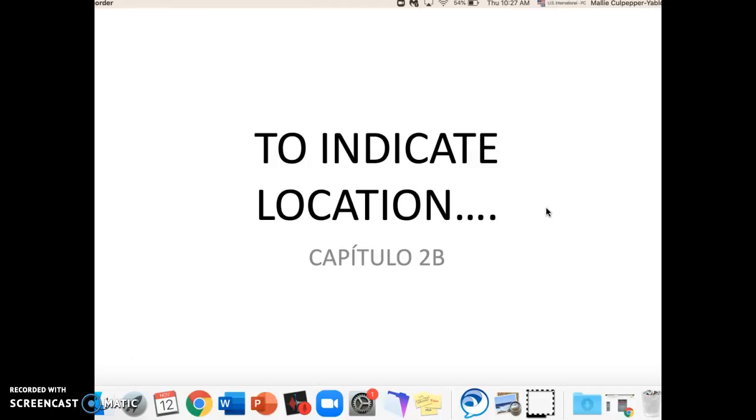As we learned yesterday, estar talks about location. So let's go ahead and look at the preposition: what a preposition is, the prepositions from our chapter, and then I'm going to give you a few examples. Today we are going to practice indicating location of objects so that we can describe a classroom.